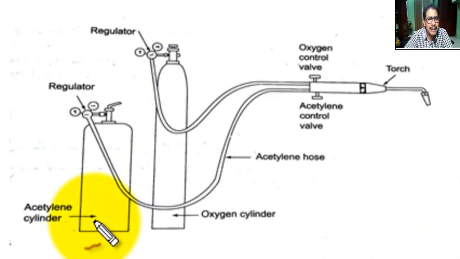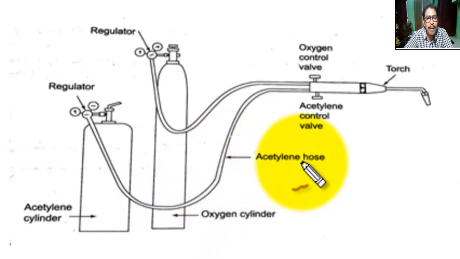This is the acetylene cylinder, maroon color. This is the regulator. It regulates the amount of gas flow through the acetylene hose, that means acetylene pipes.